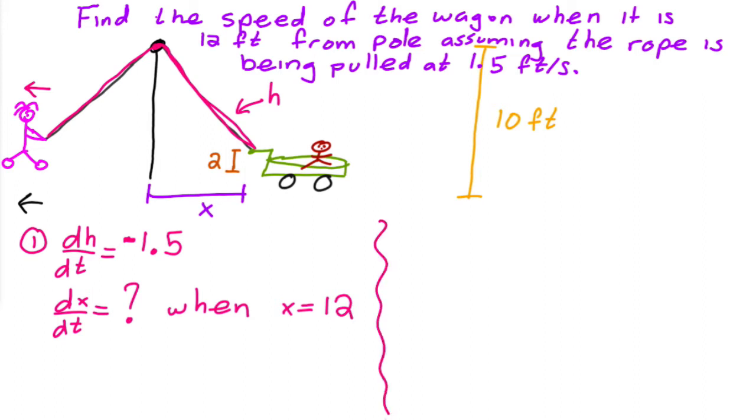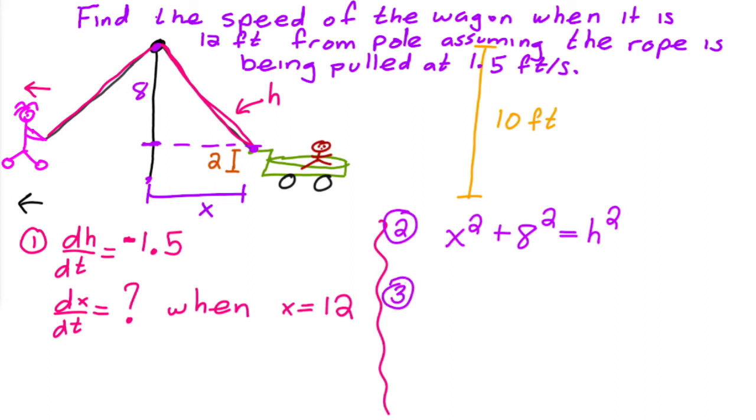Okay, now step 2, find a formula that relates all of our information. So if you look at this, it seems a bit obvious that the Pythagorean theorem would be the best bet. So the Pythagorean theorem says that x squared plus, now here it's not 10 squared because 10 is the entire height of the pole, and this wagon is being grabbed from right here, so it's going to be 8 squared, and that's going to equal h squared.